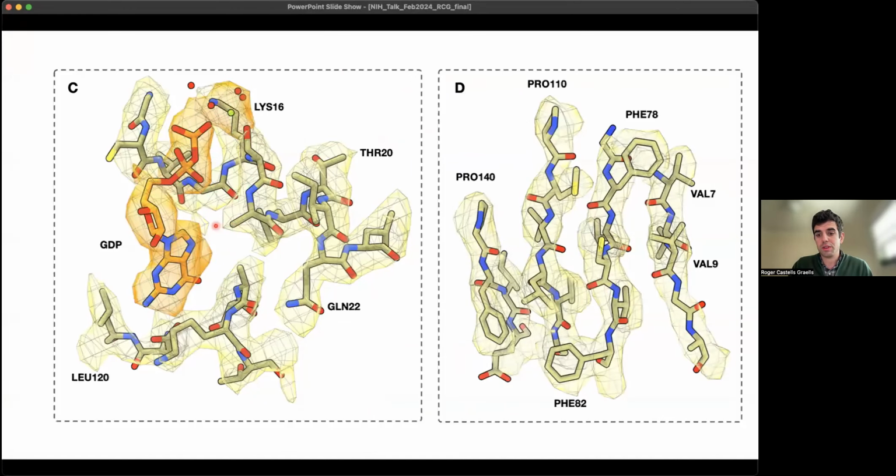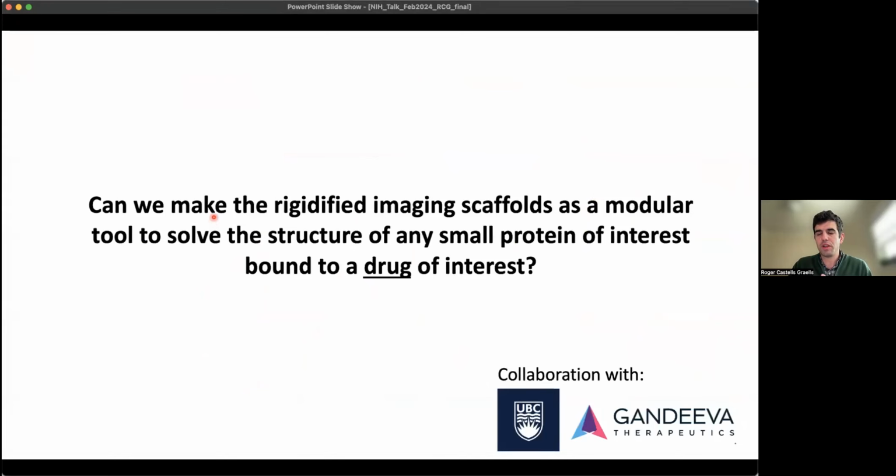This was really good. And then the question was, okay, now we can solve other proteins, like for example, KRAS, which is 19 kilodaltons. But could we now use this technology to screen for, for example, drugs or ligands that are interacting with these small proteins?